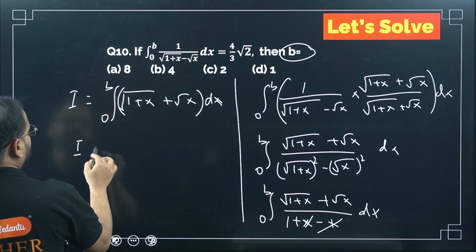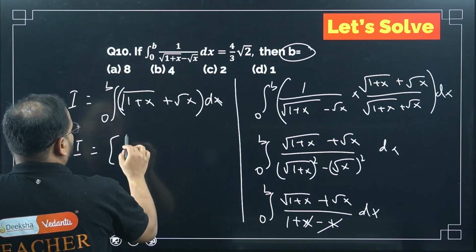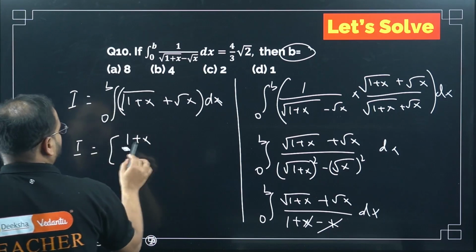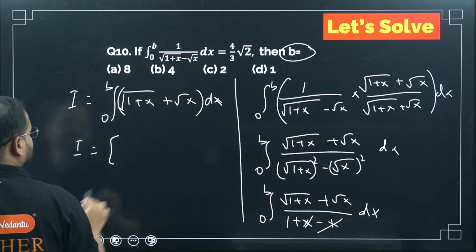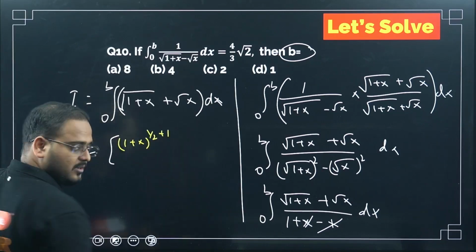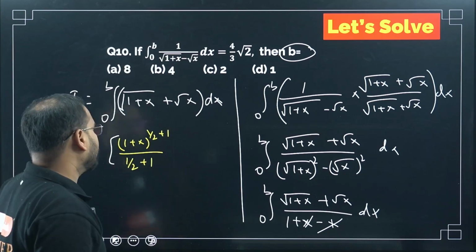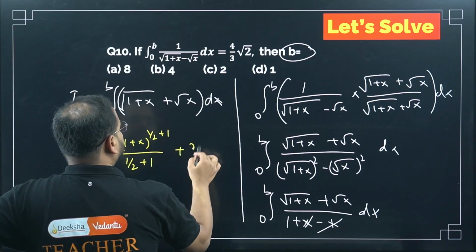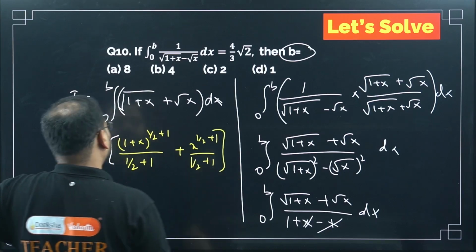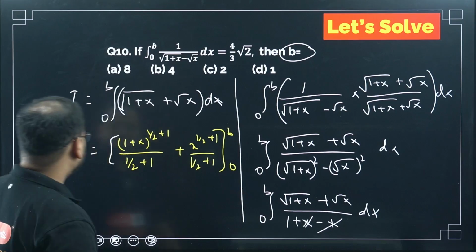Let's integrate this over here only. I get 1 plus x, where root will become the power 1 by 2. So I can write this as 1 plus x to the power 1 by 2 plus 1, divided by the same thing, 1 by 2 plus 1. Over here also the same thing, plus x to the power 1 by 2 plus 1 divided by 1 by 2 plus 1. The limit is the same, 0 and b.